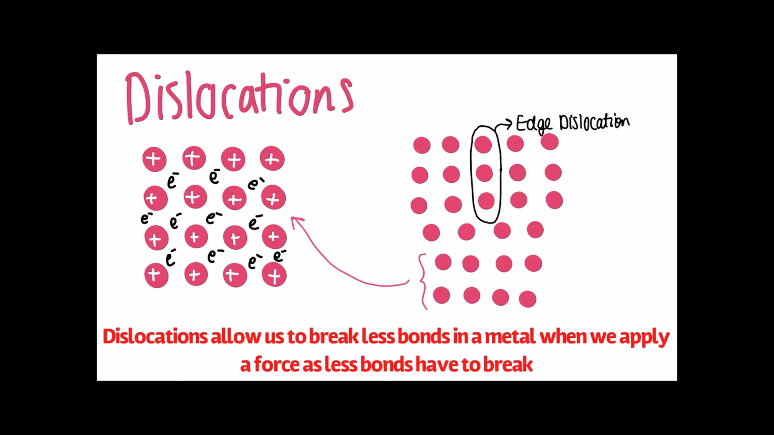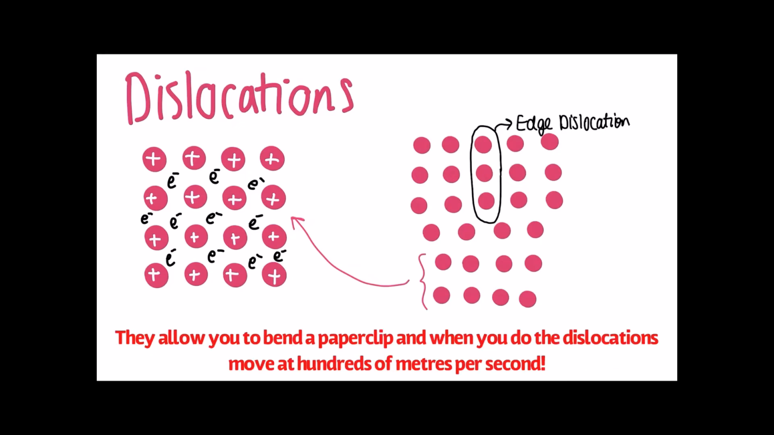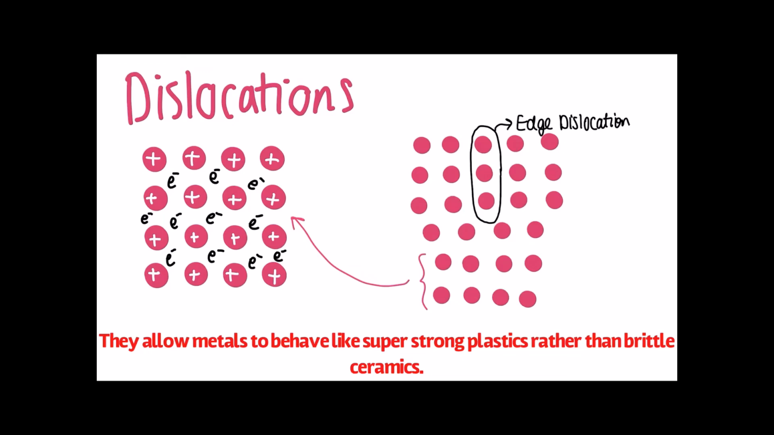Dislocations allow us to break fewer bonds in a metal when we apply a force, as fewer bonds have to break. Only the dislocation moves, not all the atoms on the top half. They allow metals to change shape and give us loads of cool properties. They allow you to bend a paperclip, and when you do, the dislocations move at a speed of hundreds of meters per second. They allow metals to behave like super strong plastics rather than brittle ceramics.